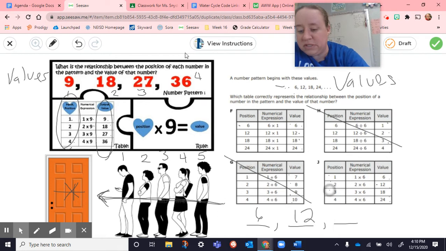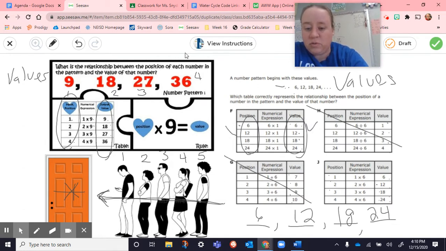The third position has a value of 18. The fourth position has a value of 24. So this is the table that matches this right here because of this part. The values were good, but the position was no.